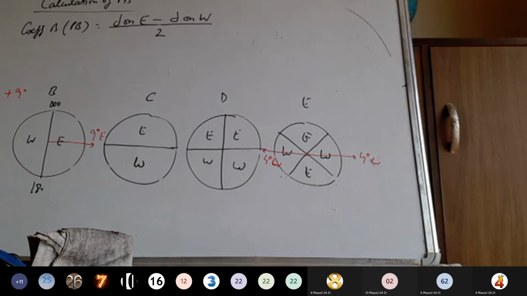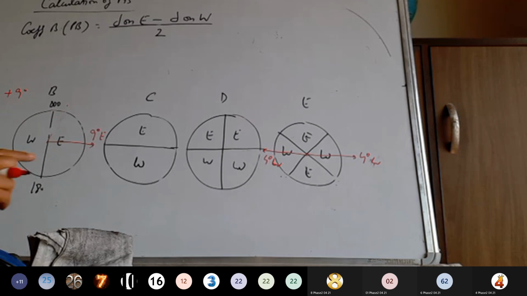I repeat again, what is coefficient? Coefficient is nothing but maximum value of deviation. And due to coefficient B, which is actually caused by force P if you talk about PB, the maximum deviation will occur on easterly and westerly heading. What is the deviation we are getting on easterly heading? 9 degrees. So this is the maximum value of deviation, and coefficient is nothing but maximum value of deviation. In this case, what will be coefficient B? +9, right? Because on easterly heading we are getting easterly deviation. So coefficient B is equal to +9.